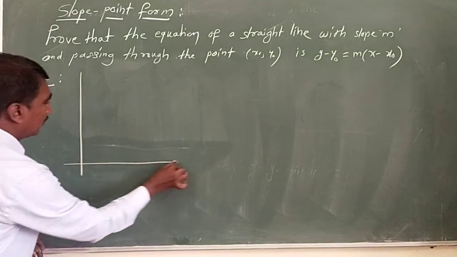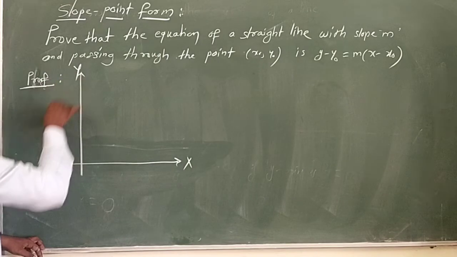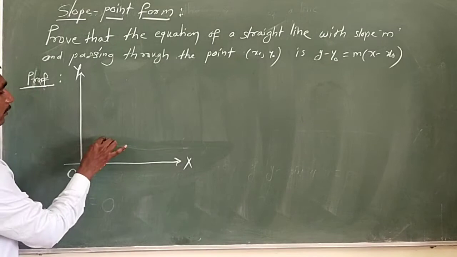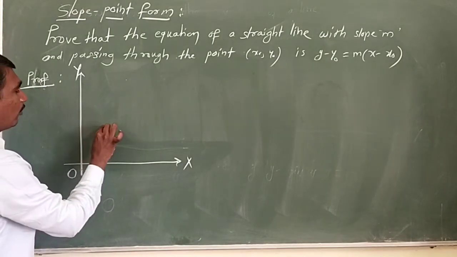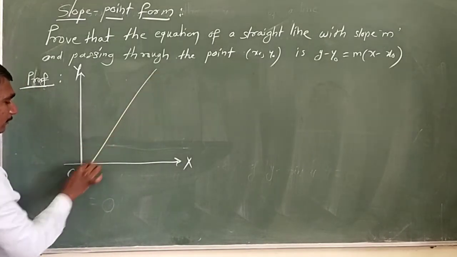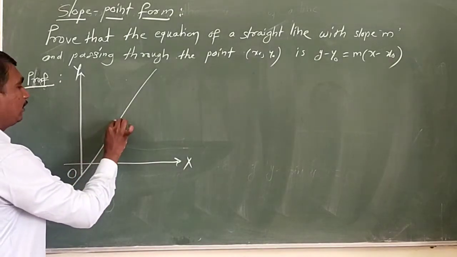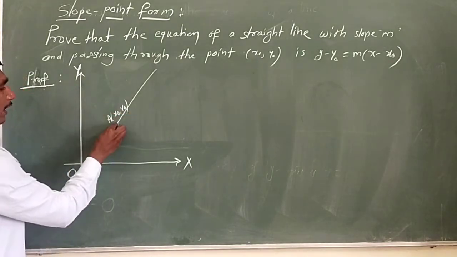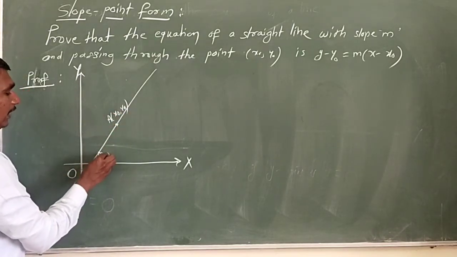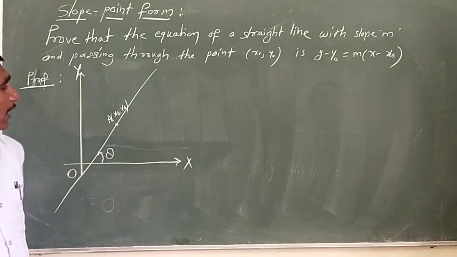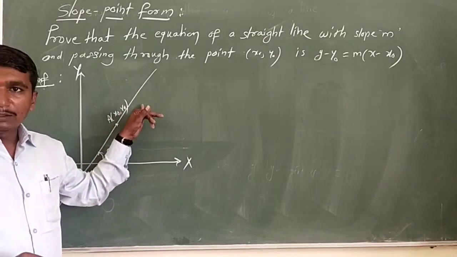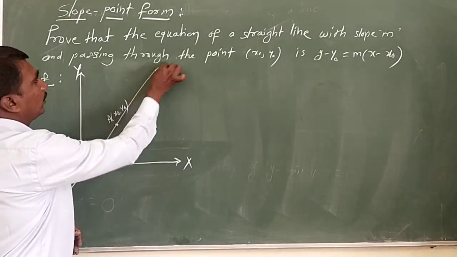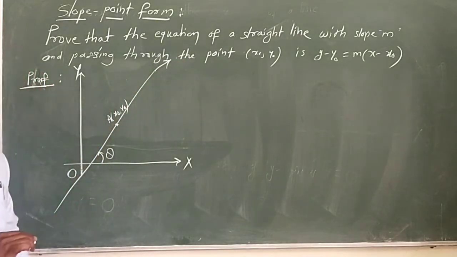We draw a figure. This is the xy axis, the x axis and y axis, origin O. Let us consider a line with slope m passing through this point. Suppose this is a line passing through the point A of x0, y0. The line passes with slope m, and this line passes through this point, that is A of x0, y0.